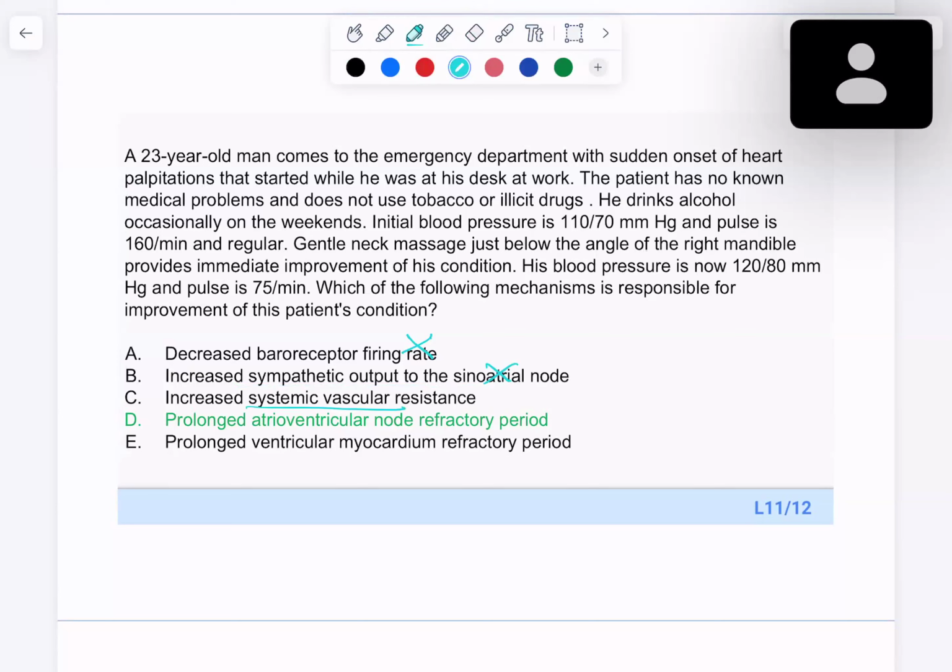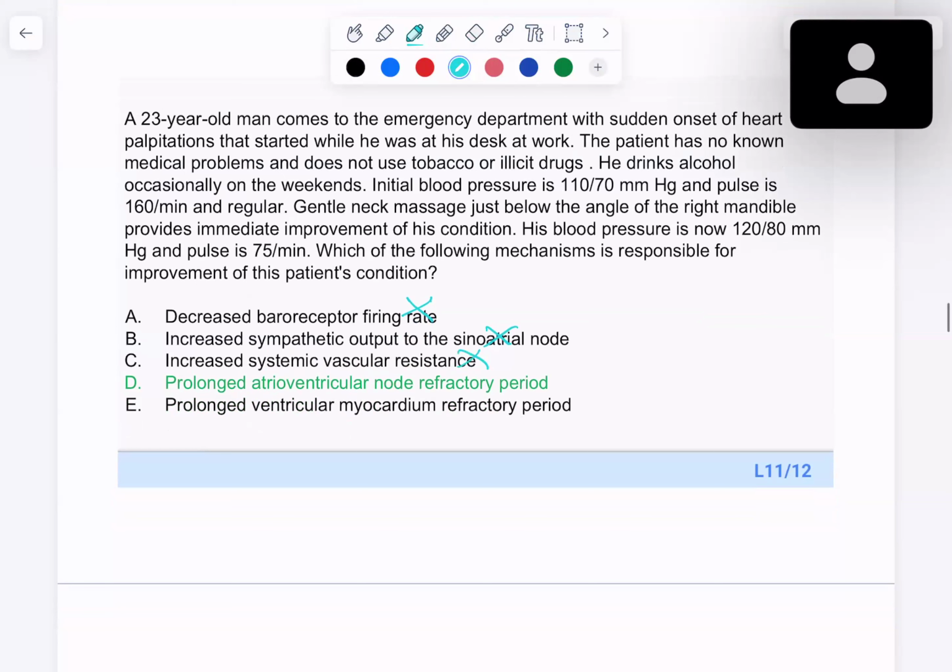Increased systemic vascular resistance. When the nucleus tractus solitarius fires, okay, why is it firing? Because the baroreceptors are telling it that the blood pressure is really high. We need to lower it. And so the systemic vascular resistance would actually not increase, it will decrease. Then you said E.